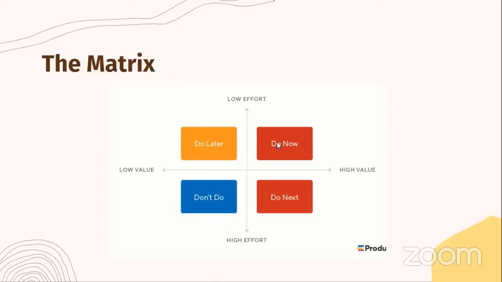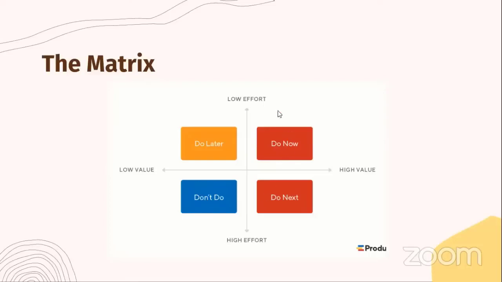So low effort, high value, do it immediately. Do everything here immediately. Once you're done here, you want to do here, high effort, high value. Then you want to do this later, low effort, low value, much later after you've done the high effort, high value. And then you want to avoid this quadrant completely.